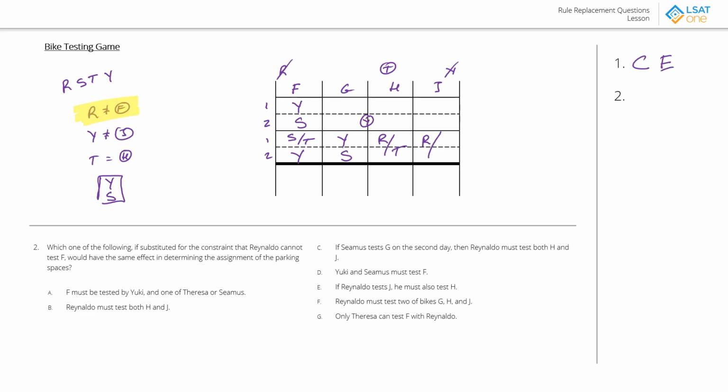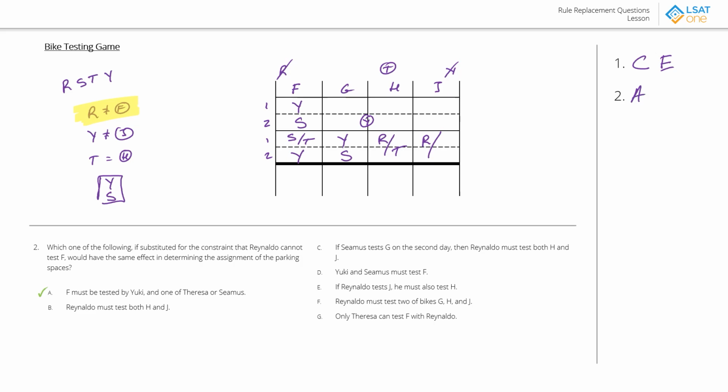And then the other half of it, does it get the job done? Does it ensure that R is not going to test F? And actually, yeah, easily, because if it's got to be Y and one of S or T, then it's not going to be R. Answer choice A is rather viable. This would work as a potential replacement.